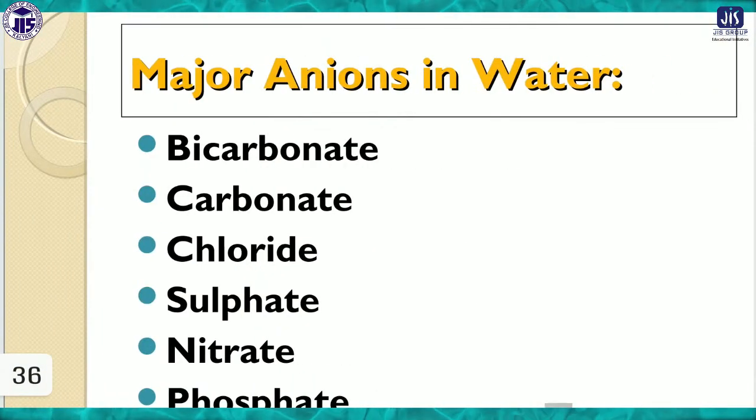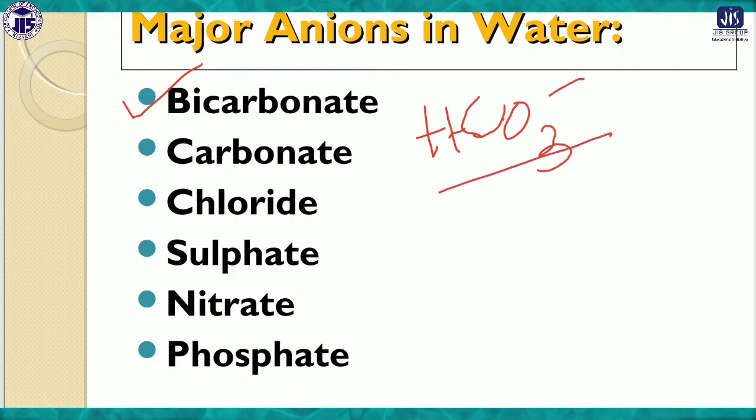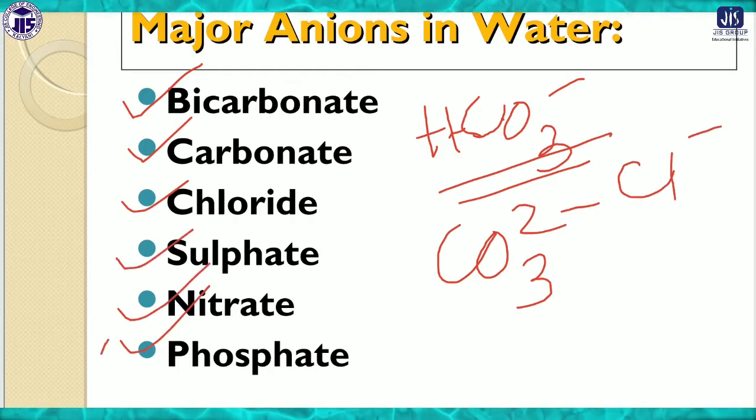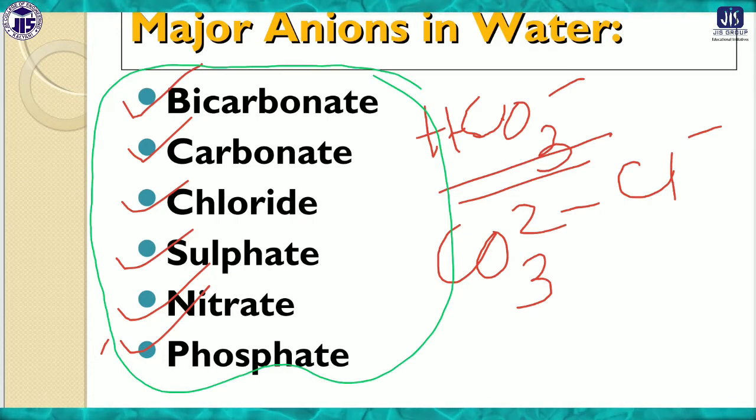If you think about the major anions in the water, then obviously the examples start from bicarbonate, HCO3 minus. Carbonate is CO3 2 minus, and chloride is Cl minus. Sulfate, nitrate, phosphate, these are all examples in the category of anions. So these are the examples of the anions which may be present in the water.